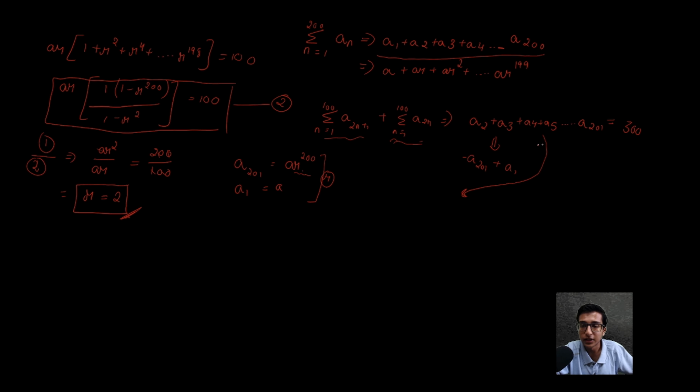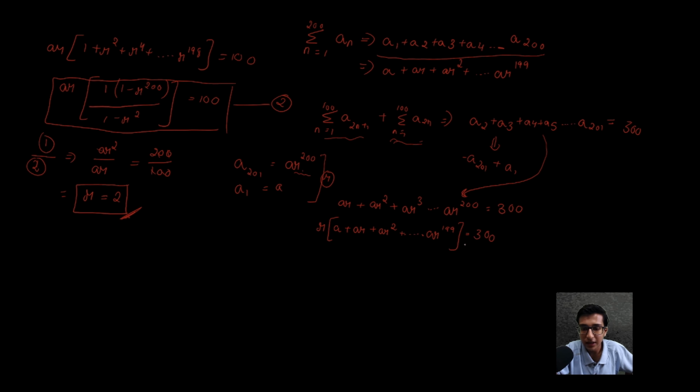Let's write this down in the form of a and r. a2 can be written as ar, a3 as ar square, a4 would become ar cube, up till ar to the power 200, is equal to 300. Now if I take r common here, then this would become a plus ar plus ar square and so on, is equal to 300. I hope you all must have understood how this thing is going on right now.